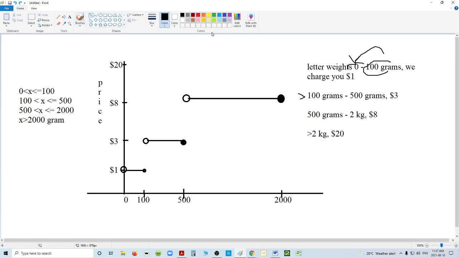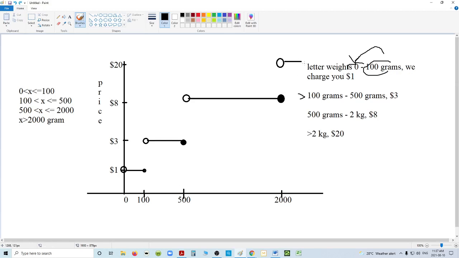And then finally the last one is anything above 2,000 grams, so the hollow circle, and then we just have this line, and we would have this little arrow, which means everything bigger. That arrow just says it goes on forever.